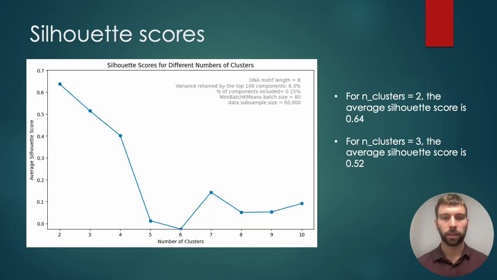To be thorough, I looked at silhouette scores of different numbers of clusters. On this graph, you can see the different parameters I ran this with. So at this point, I had a DNA motif length of 8. Variance retained was 6%. As I mentioned, that was quite low after the PCA. And then with my mini batch means, my batch size was 80 and my data subsample was 50,000. So I played around with these numbers and generally found that 2 clusters was reliably the best based on silhouette scores.